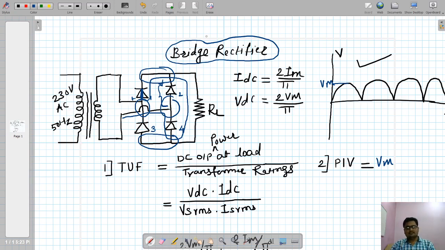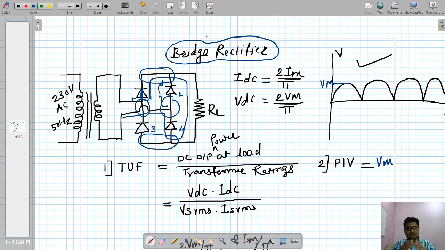Now, up to now we have seen the analysis of three rectifiers: half wave, full wave, and even bridge. So the circuit diagram, its operation and analysis part is done. Now, probably in the next lecture, what will we do? We will start with filter theory.